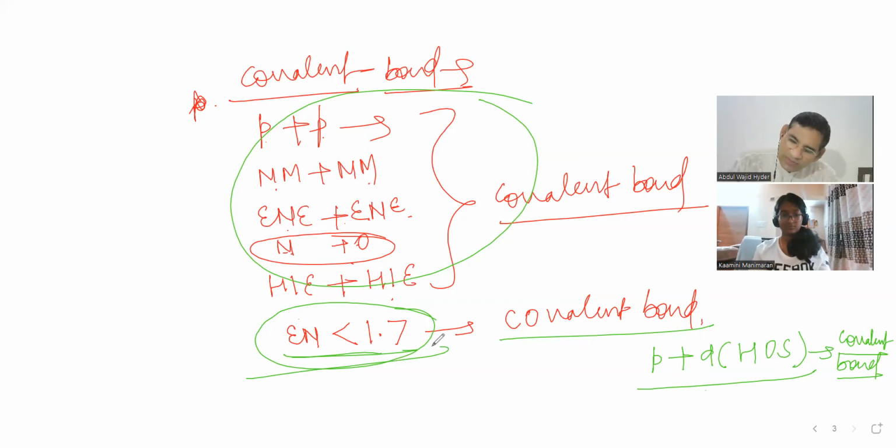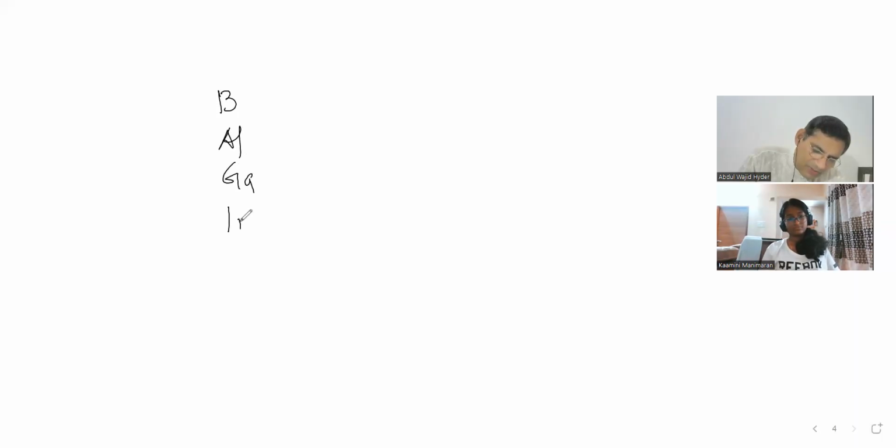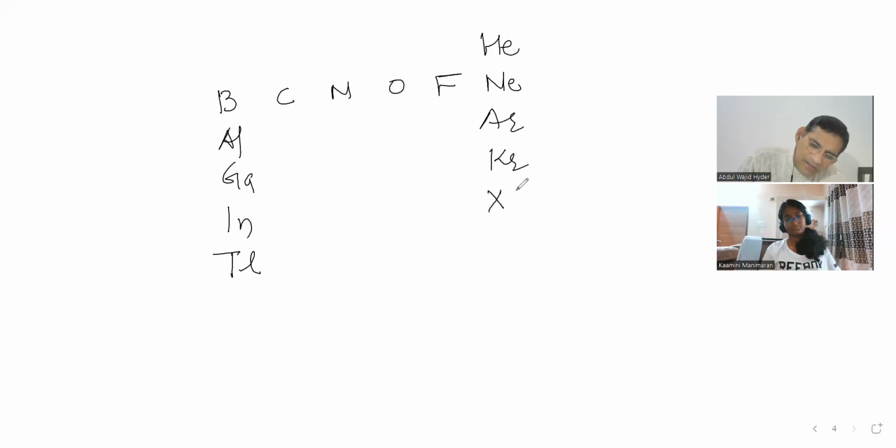Now see, there is one more very difficult point, but if you do that, then it will be very easy for you to manage chemistry. See, boron, aluminium, gallium, indium, thallium, then carbon, then nitrogen, then oxygen, then fluorine, then neon, then helium, argon, krypton, xenon, radon.